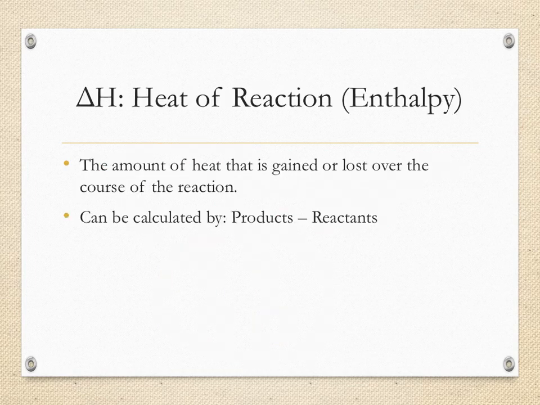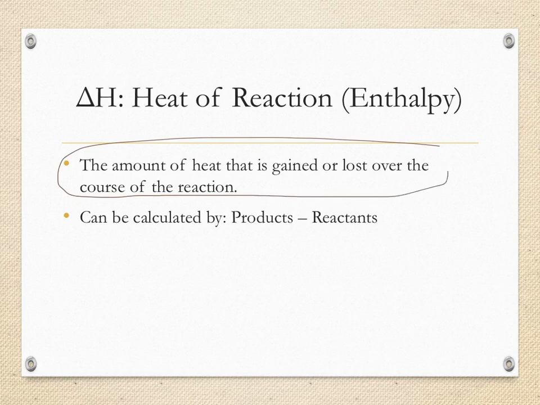All right, here's our last vocabulary term to know, and it's delta H, or heat of reaction or enthalpy. Write this down, it's not in your notes. It's the amount of heat that is gained or lost over the course of the reaction. So starting at the beginning, does it overall gain heat? Do the reactants take in heat? Or overall, do the reactants lose heat or give off heat? So it can be calculated by products minus reactants. So how much heat is in the products?